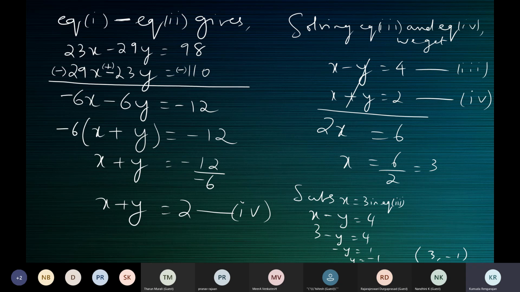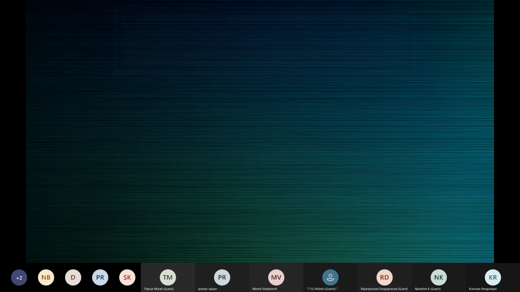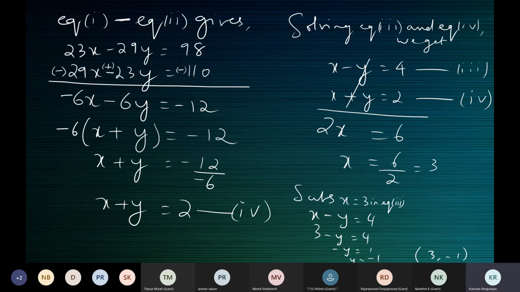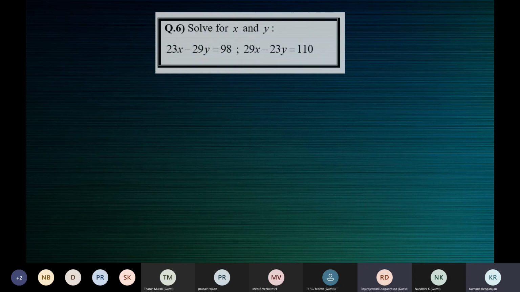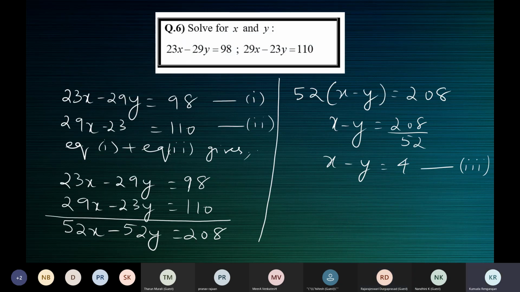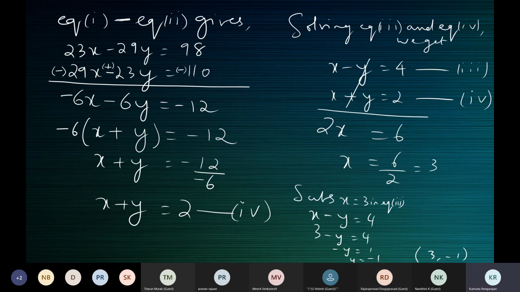Ma'am, while subtracting equation 1 and equation 2, why are we taking x plus y? In the first step, we put x minus y is equal to something. In this slide, we have put x plus y is equal to 2. Why are we putting x plus y instead of x minus y? The first slide we put x minus y.